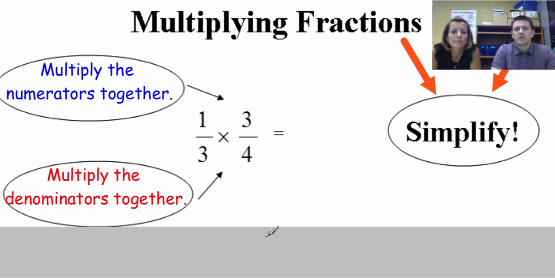Mrs. King, why don't you talk us through this first one? Okay, so we're going to do top times top, or numerator times numerator, which is 1 times 3, which is 3. And 3 times 4, which is 12. So top times top, bottom times bottom. And then that third step, which is to simplify.